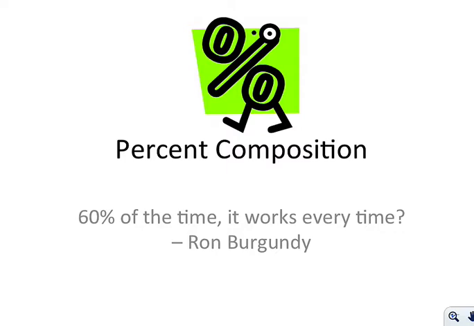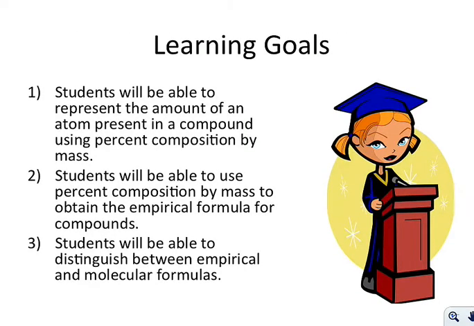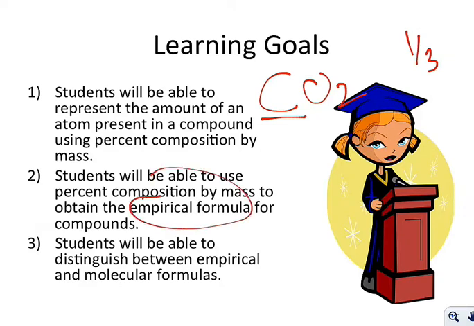So we want to be able to express things in terms of percent composition. And what that means is you should be able to represent the amount of an atom present in a compound. For example, if you have CO2, you should be able to recognize that the carbon represents 1/3 of the number of atoms in the molecule. We also want you to be able to use percent composition by mass to obtain an empirical formula. And we also want you to be able to distinguish between what's called an empirical formula and a molecular formula. There's a big difference between those two that we need to talk about.